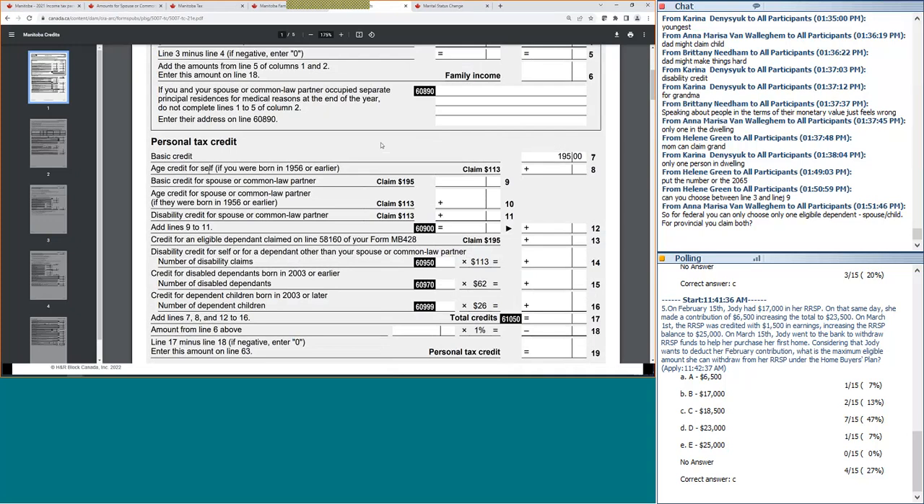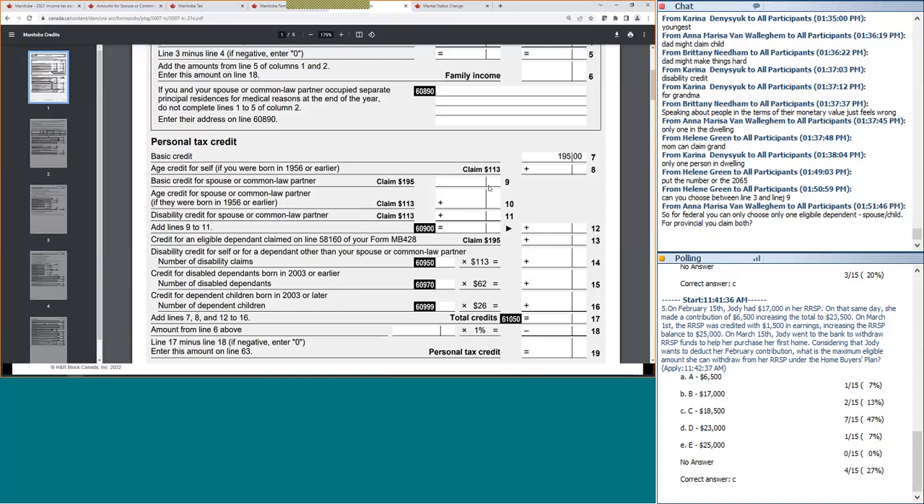Personal credit, $195 you get if you have a spouse. Doesn't matter what their income is. Doesn't matter if they are dependent or not dependent spouse. If you have a spouse, add $195. So this one is not tied to income, and it doesn't matter if you get a spousal amount or you don't. If you're married or common law, put $195 on.